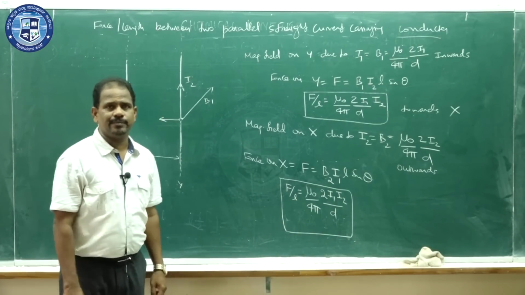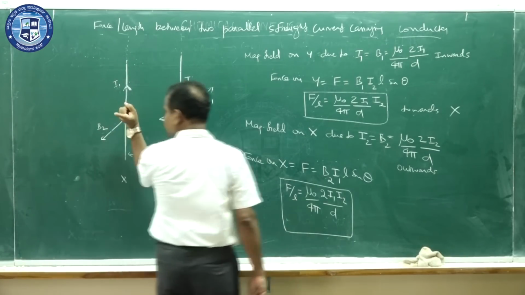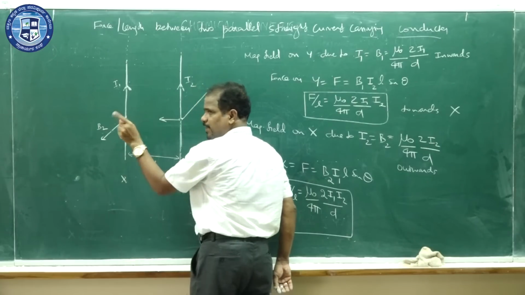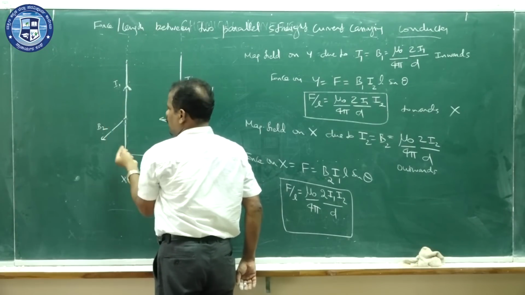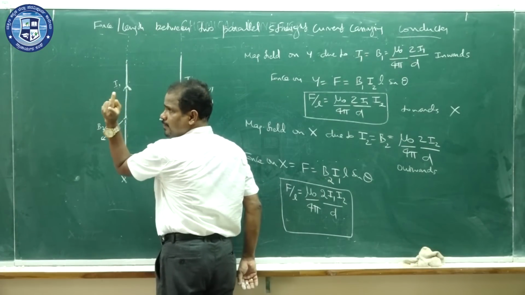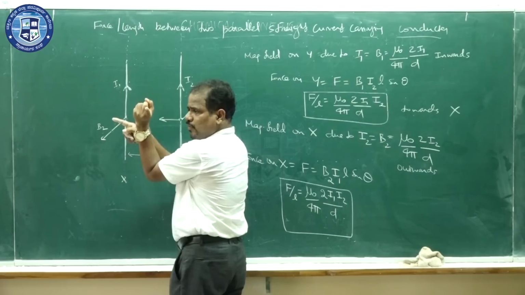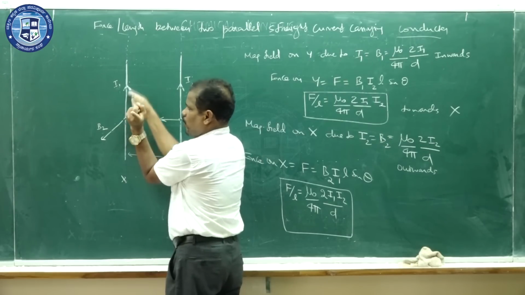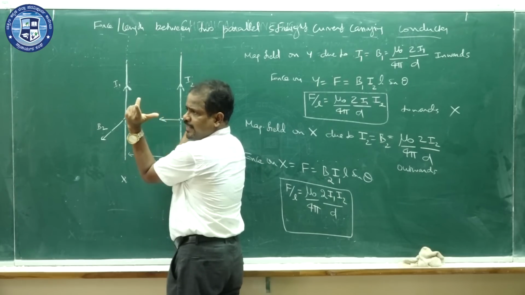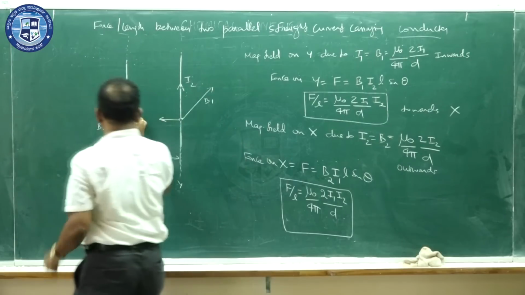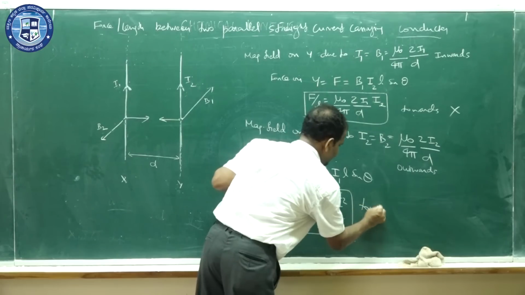Fleming's left hand rule. What does Fleming's left hand rule say? Four fingers show the direction of the magnetic field. Here the magnetic field is coming out, towards the observer, like this. Current is going vertically up. Then see the force direction. It is towards the right for you. Towards right means it is towards Y.